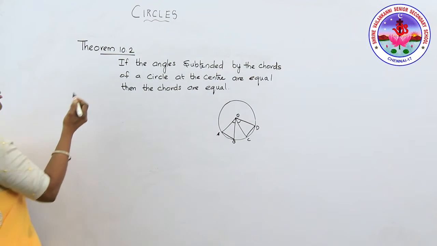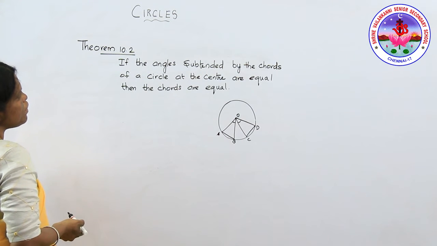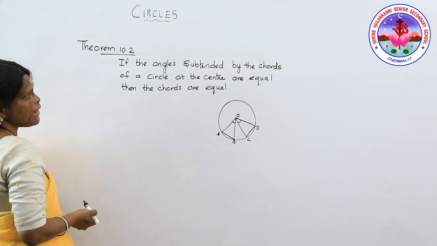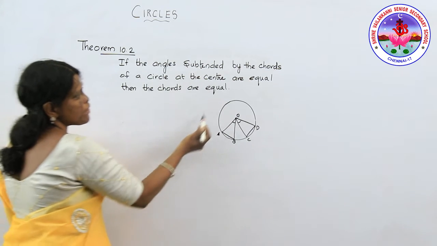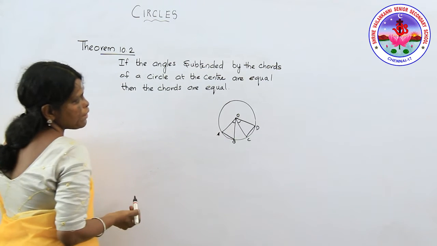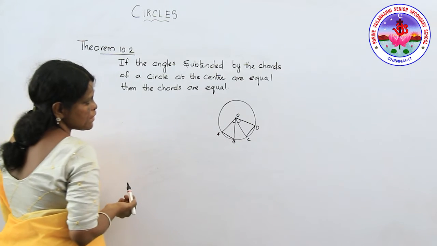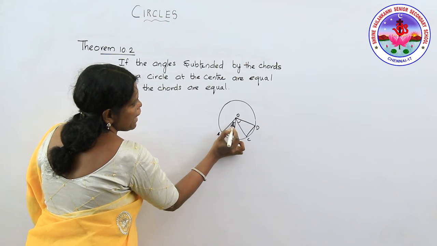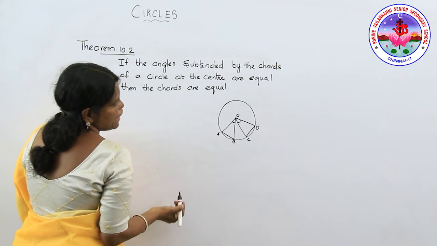Next, we move to theorem 10.2, which is the converse of theorem 10.1. So if the angles subtended by the chords of a circle at the center are equal, then the chords are equal. I have drawn a circle and OA, OB, OC, OD are the radii of the circle. AB and CD are the chords of the circle, and it is given that those chords subtend equal angles at the center. We need to prove that the chords are equal in their length.